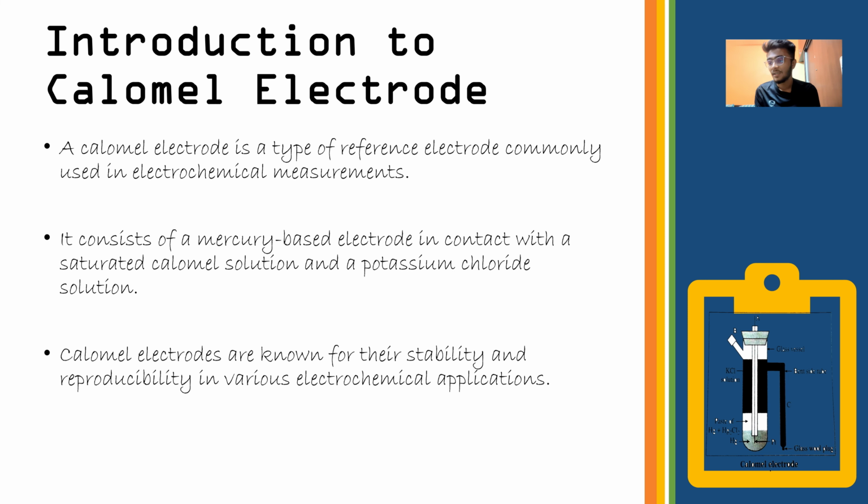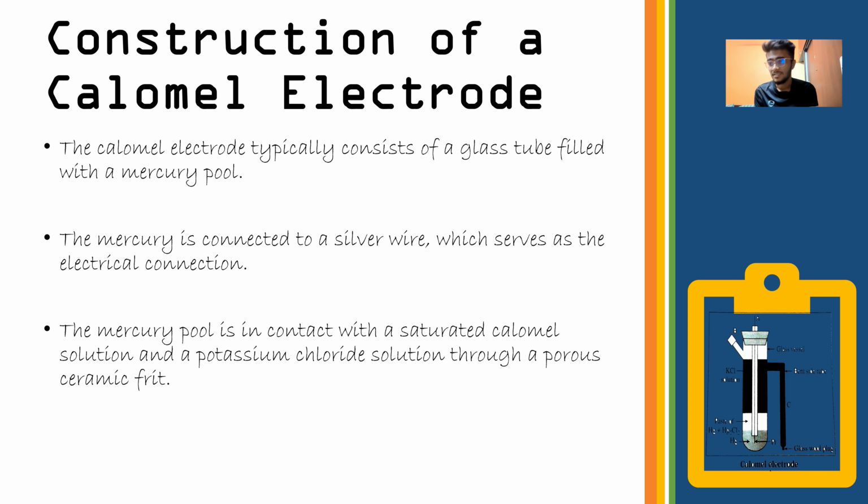Construction of a calomel electrode. So how is a calomel electrode constructed? The calomel electrode typically consists of a glass tube filled with a mercury pool. First, a glass tube is filled with a mercury pool. Then the mercury is connected to a silver wire which serves as the electrical connection.